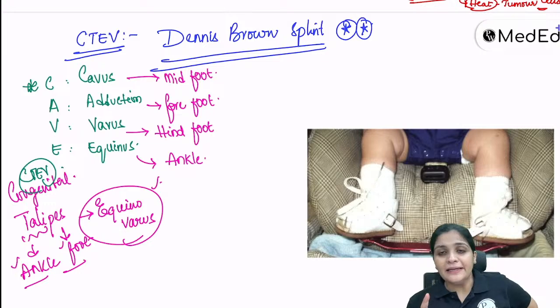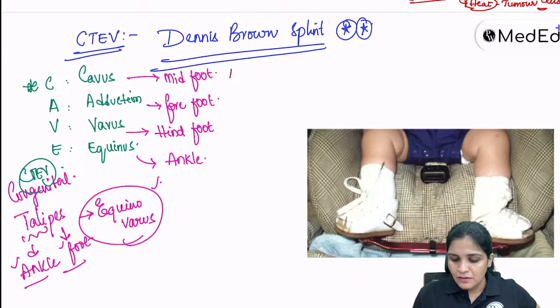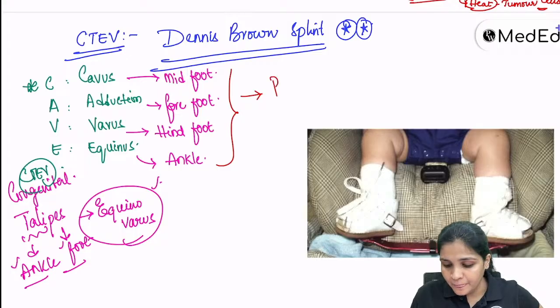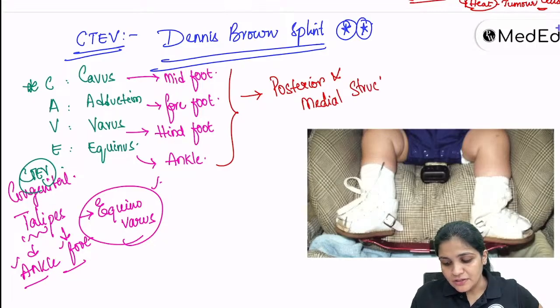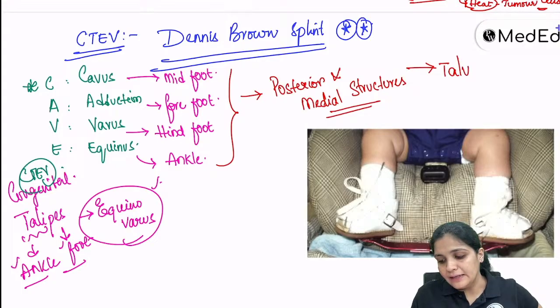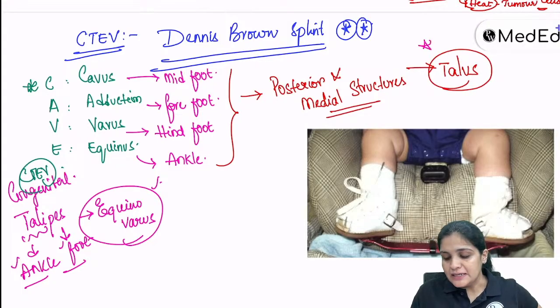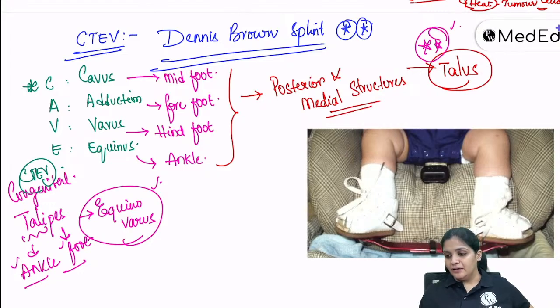And how do you remember the various deformities? Cavus, adduction, varus, and equinus. So why do all these happen? These happen because there is abnormality in the posterior and medial structures. The main problem starts in the talus. So this talus is considered your culprit. Talus is the main person who starts all this drama in CTEV, right?